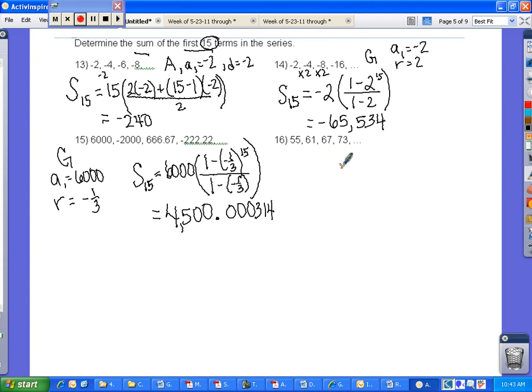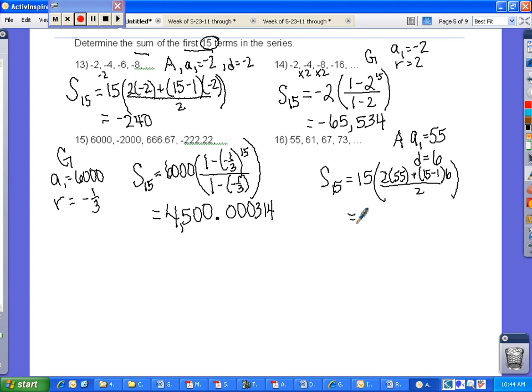For number 16, this is actually an arithmetic sequence where your first term is 55 and your common difference is going to be 6. So you're going to plug that in, s sub 15 equals 15 times 2 times the first term, 55, plus 15 minus 1, n minus 1, times the common difference of 6, all divided by 2. Plug it in your calculator and you get 1,455.